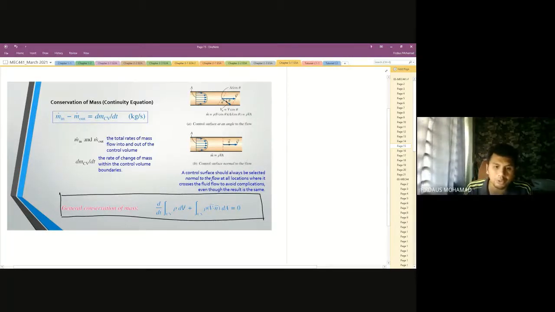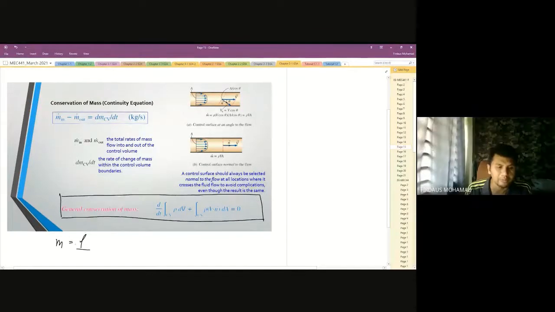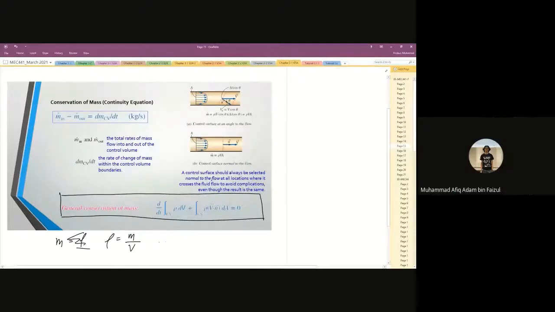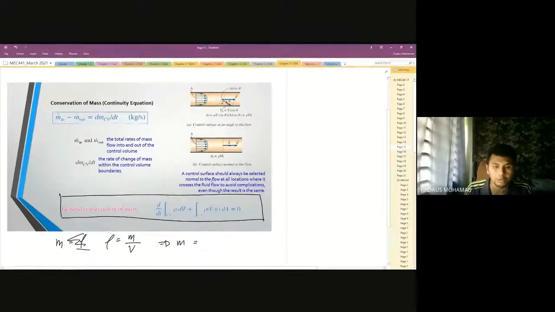V is volume, big V, which is volume. What is rho dV? Rho dV, if you look at mass, mass equals what? Mass equals rho over V. Sorry, rho equals mass over volume. So mass equals rho V.